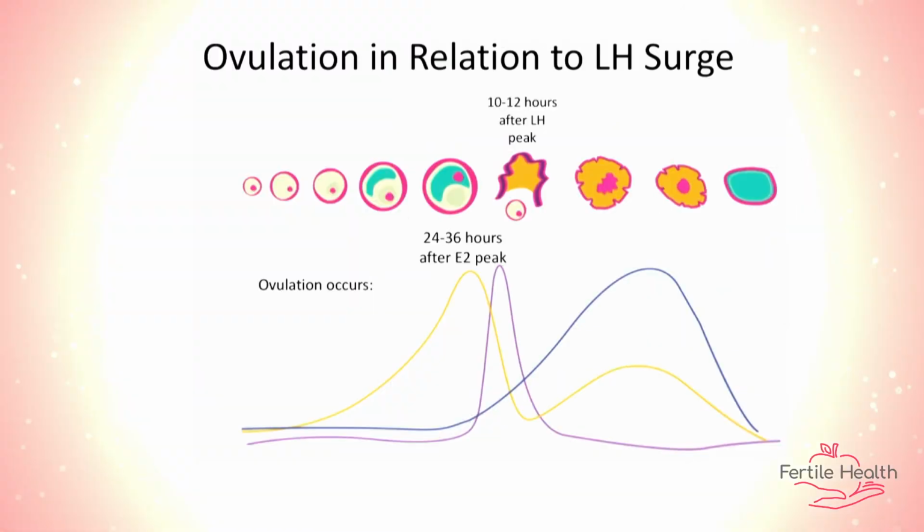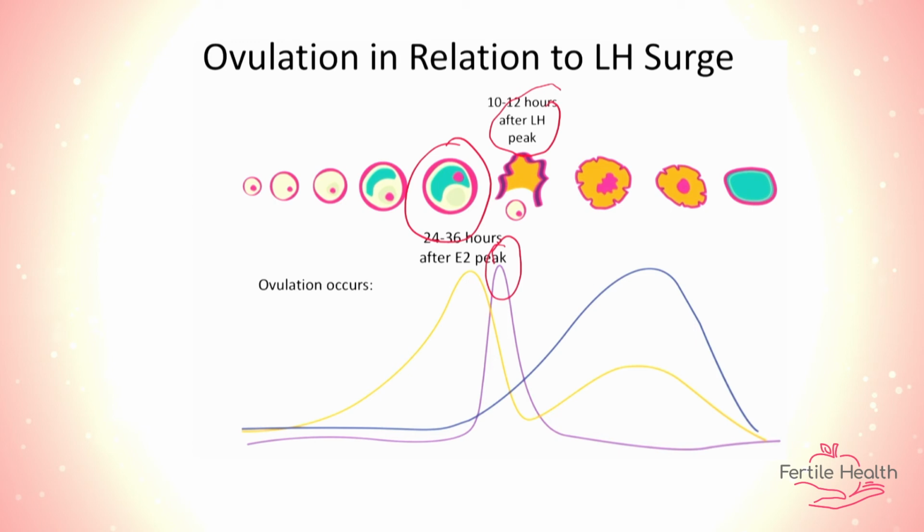So ovulation occurs 24 to 36 hours after the estrogen peak. Remember that the estrogen peak causes the LH surge. So ovulation would occur 24 to 36 hours after somebody just surged. It also occurs, ovulation, 10 to 12 hours after the LH peaked. So in the middle of the cycle when the LH peaked, you can expect ovulation to occur 10 to 12 hours later.